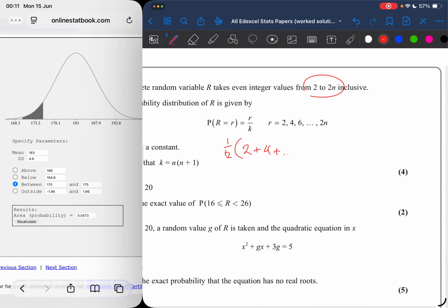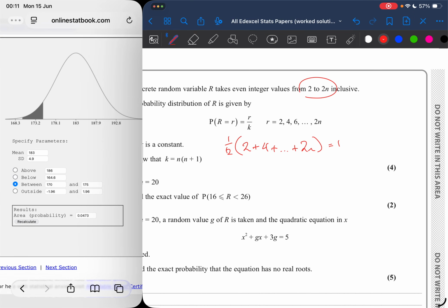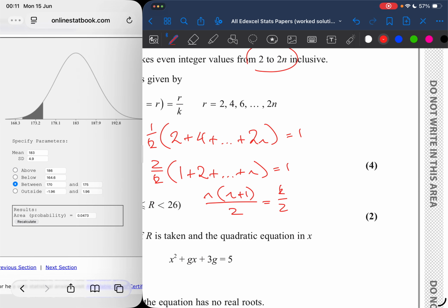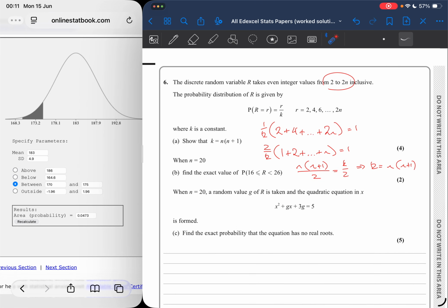2 plus 4 plus and so on, plus 2n equals 1. Got 2's everywhere. Take one of those out. So 2 over k, and what we're left with is 1 plus 2 plus and so on, plus n. That still equals 1. How do we rewrite this? Well, it's n plus 1 over, and then all over 2, times that 2 over k. We'll make a k over 2 over there. We can then divide those 2's off. And I think we have the answer: k is n plus 1.